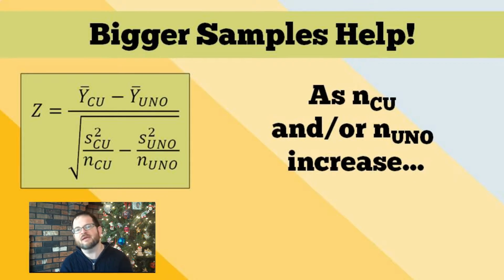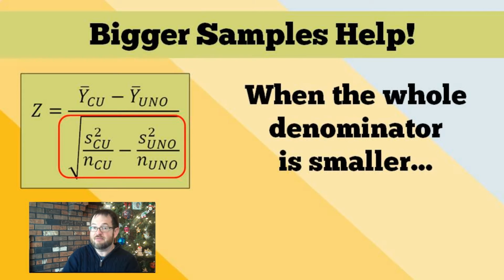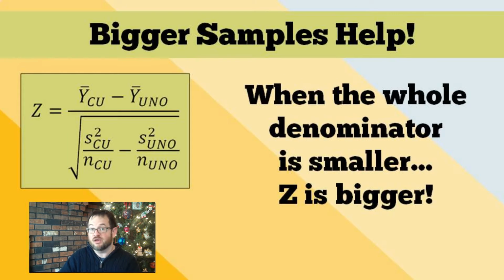For example, if I just pull up again that test statistic that we've been using for comparison of two means, if you increase the number of students that you sampled at Creighton or the number of students that you sampled at UNO, then that makes these two terms down here under the radical get bigger. I'm sorry, smaller. Right? As the denominators of those fractions get bigger, those values that I have circled in red get smaller. Now, if we can make that whole denominator get smaller and smaller, then this whole value of z is getting bigger and bigger.